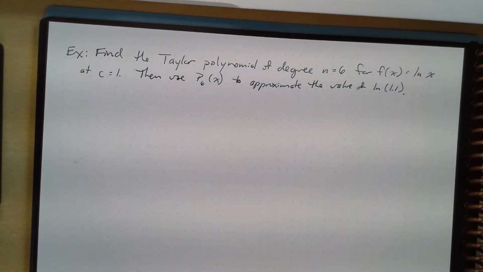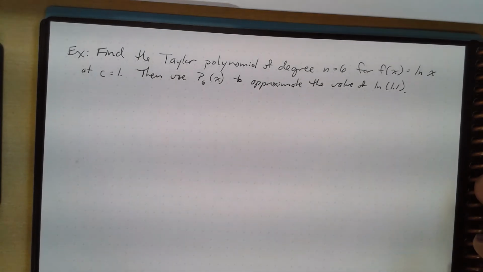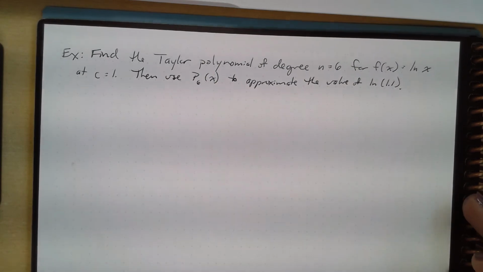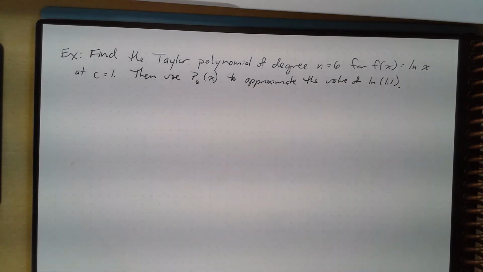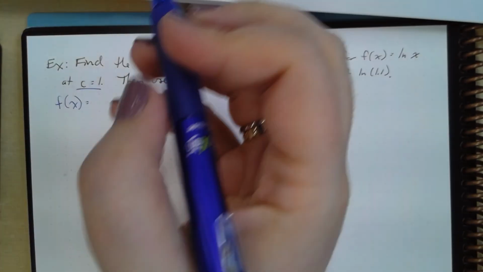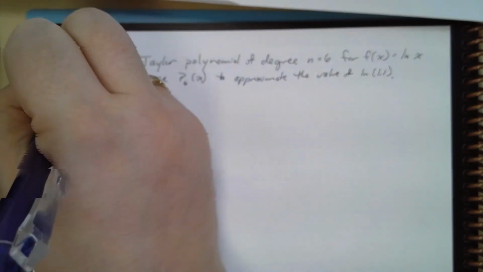Find the Taylor polynomial of degree n equals 6 for f of x equals ln of x at c equals 1. Then use the p sub 6 to approximate the value of ln of 1.1, excuse me. Okay, let's do this again. So I'm going to make sure we note here that c is equal to 1. So f of x is equal to the natural log of x.